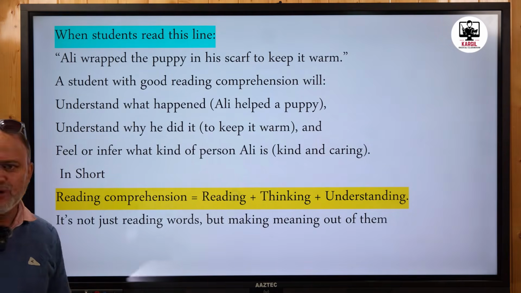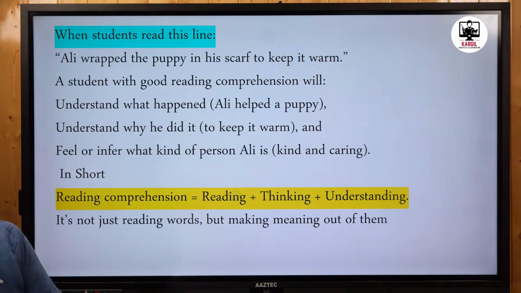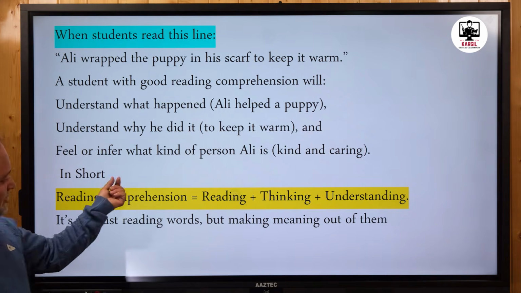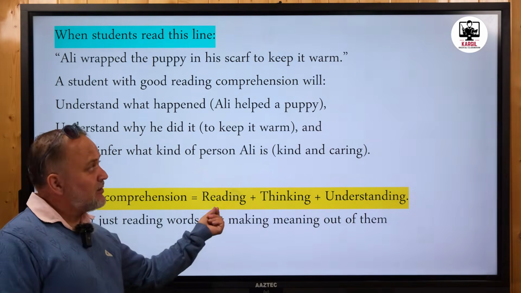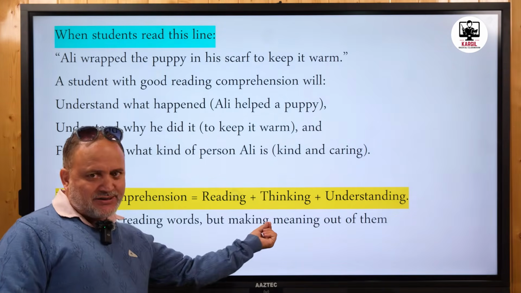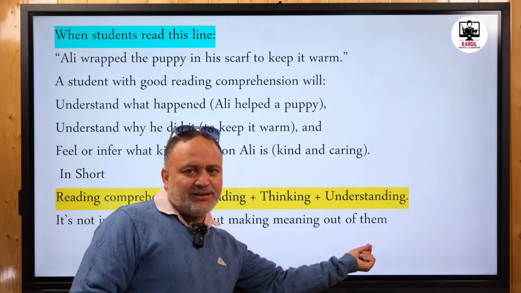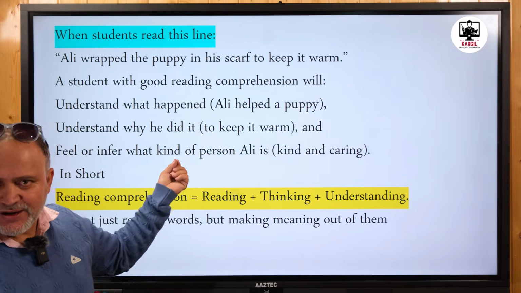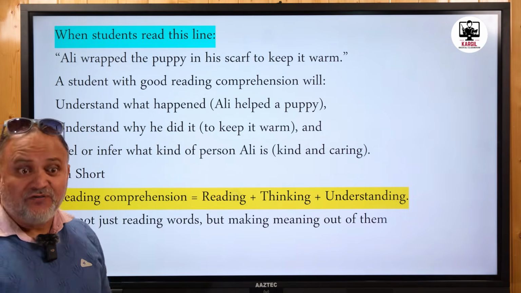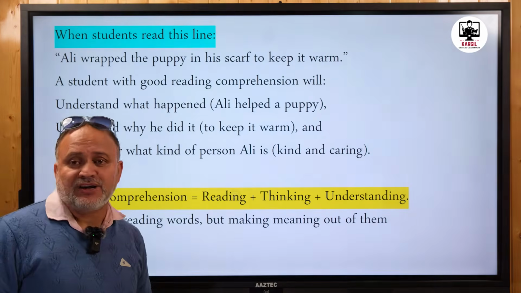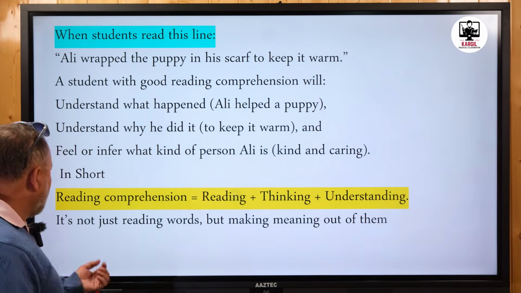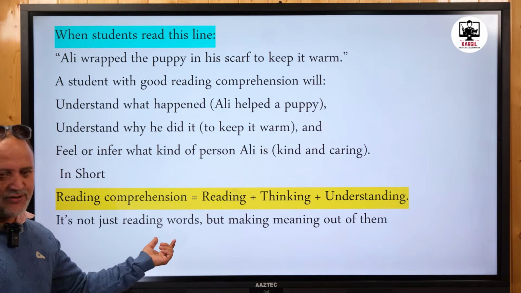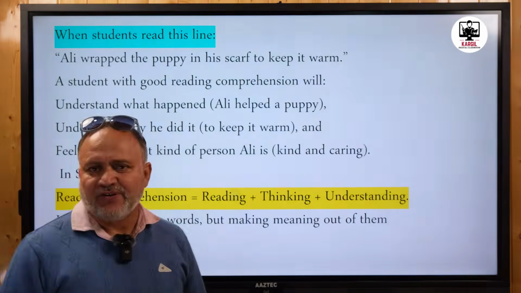So in short, we can say what reading comprehension means. We read something, we think about that content, and we understand the message hidden in that passage. If we can do that, we can say that we comprehend that topic. It's not just reading words, but making meaning out of it.